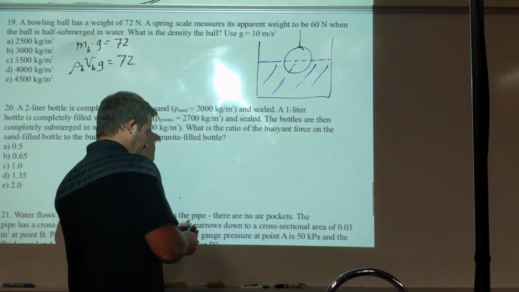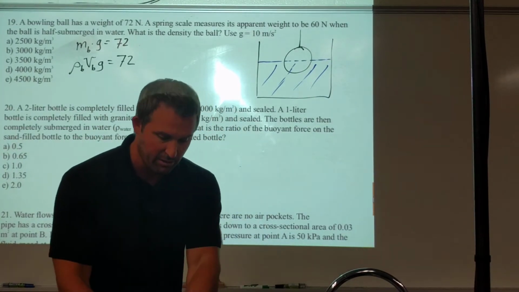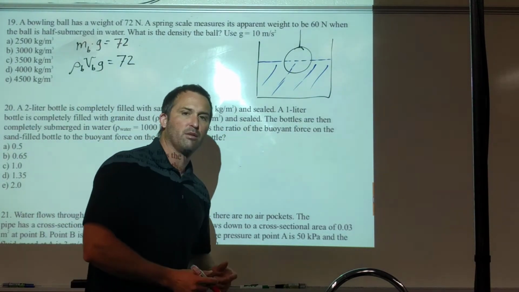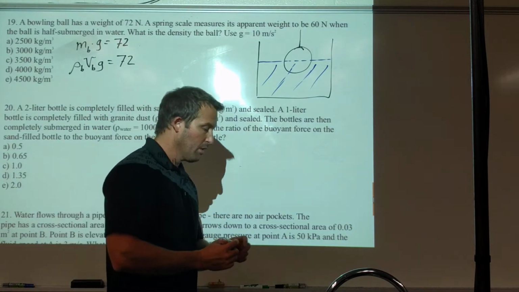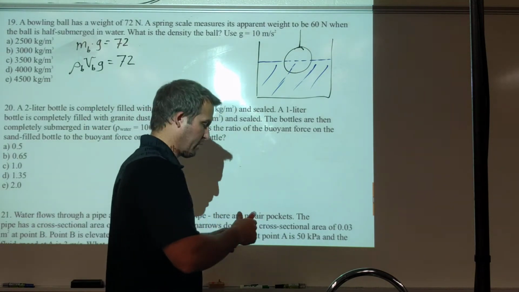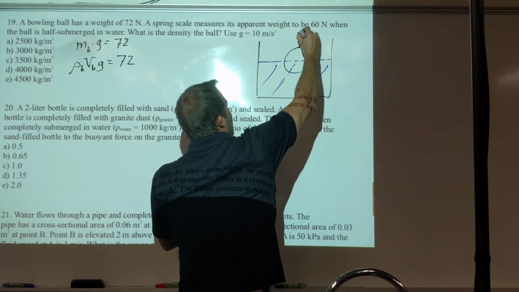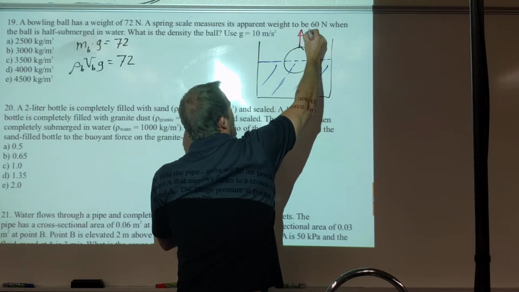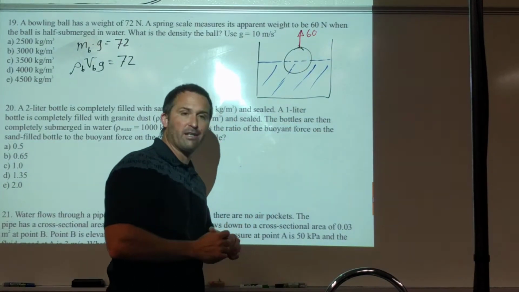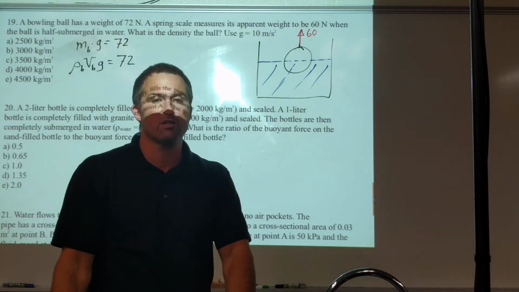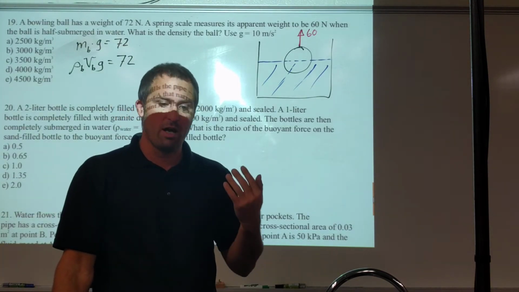And so that tells us that the scale, we're going to draw on the forces actually on the bowling ball. That's what we're going to do. We're really using Newton's second law in the vertical direction here. We're going to have the scale pulling up, and I'll just write 60 newtons there, okay? You can consider it to be a tension force or a spring force. Anyway, it's 60 newtons up.